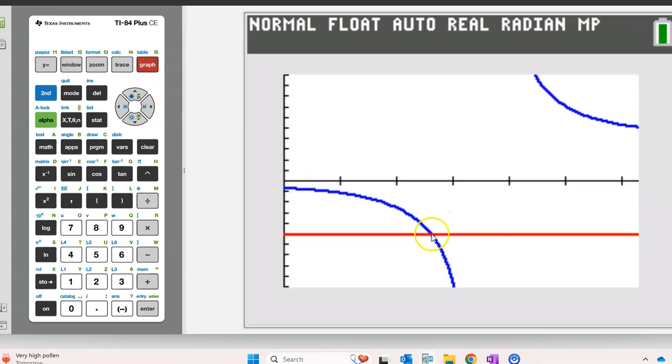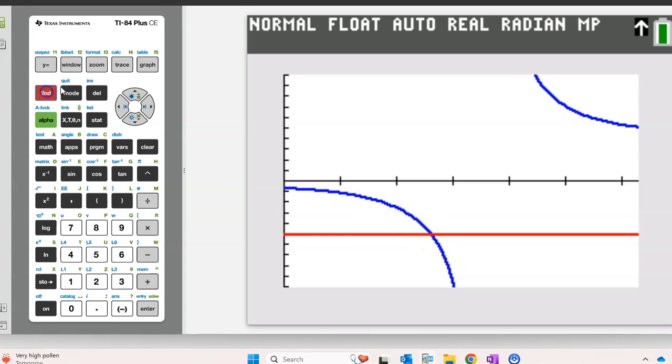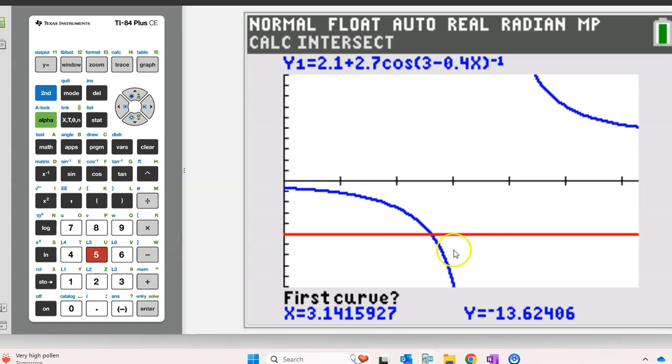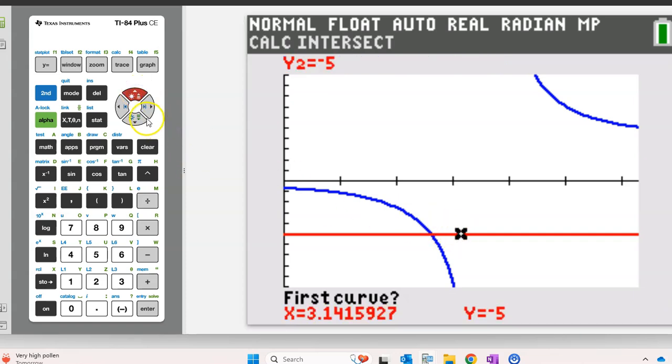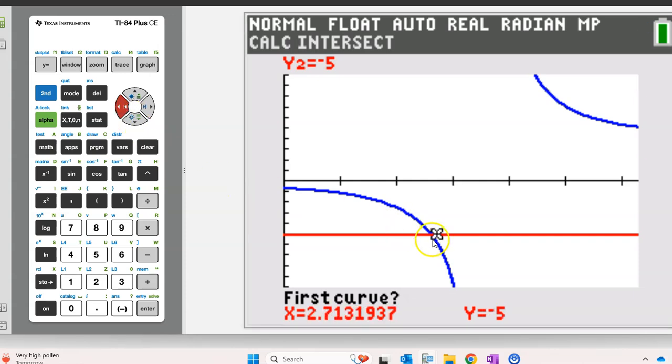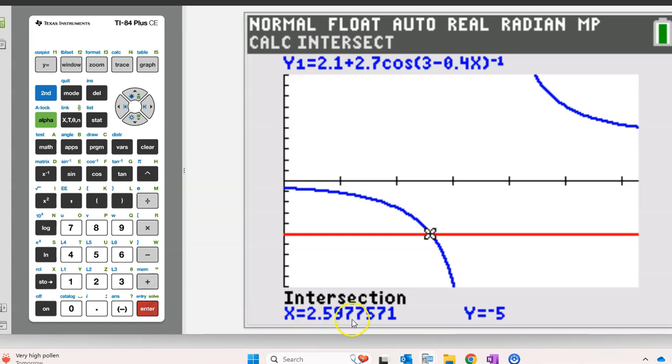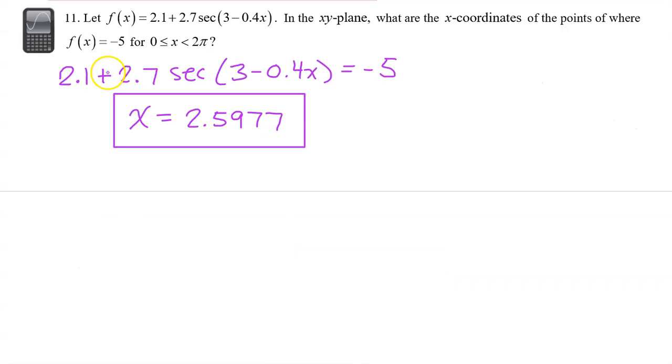So, looks like there's only 1 intersection point. Let's do second trace 5. And we need to move our pointer close to the point of intersection. Hit the up arrow key to make the pointer appear, and then move that close to the point of intersection, and hit enter 3 times. Enter, enter, enter. And there it is. Always use 4 decimal places and don't try to round.